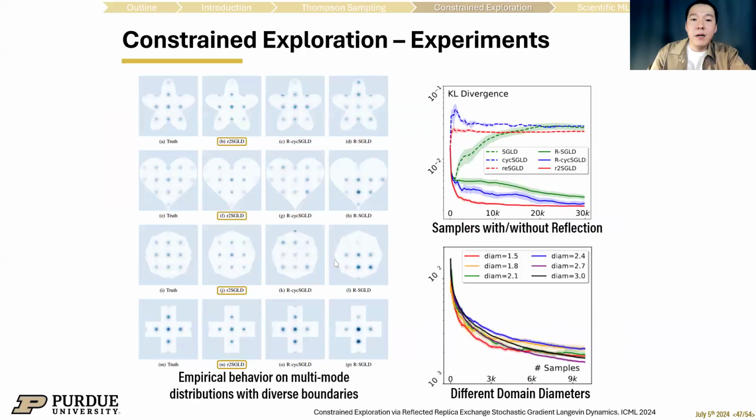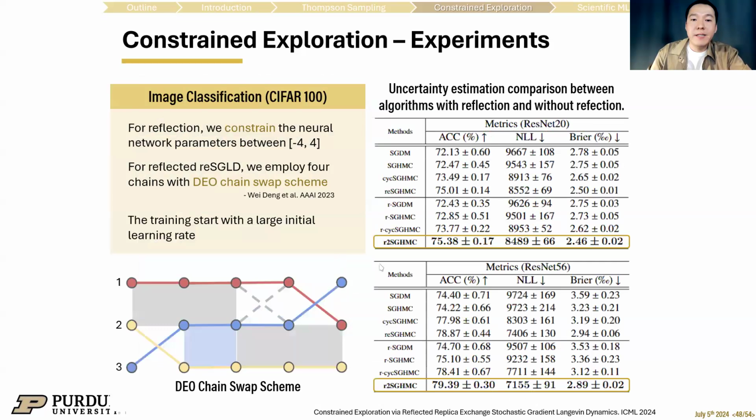Okay, so then we test it in large-scale deep learning tests, like using a residual neural network to do image classification, and we record the performance with different metrics here. So you will see with the reflection, it does improve the performance to some extent.